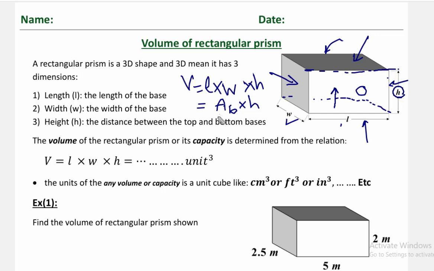Remember, the unit for area is unit squared, like meter squared. Imagine the height is also in meters, so you have a number in meters cubed. So the unit of the volume, or capacity, is cubed. Okay, let's check an example.